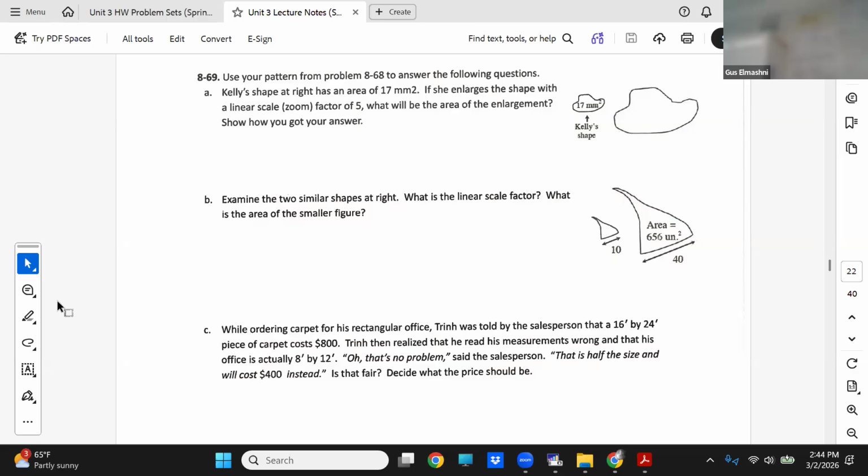656 over 16. Because what's the ratio of the sides? 4 to 1, right? So that makes the area ratio 16. And you got 656.